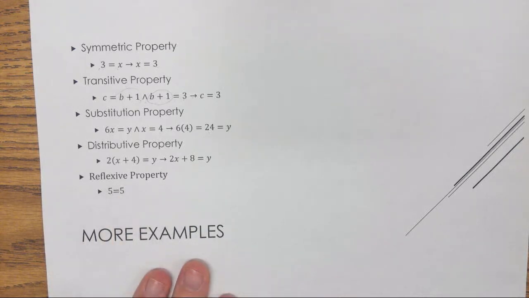Here's an example of the reflexive property. 5 equals 5. You guys are like, no kidding, Mr. Wicklehouse. 5 equals 5? Yeah, no joke. Well, we have to have a way to talk about that, so we came up with the reflexive property.